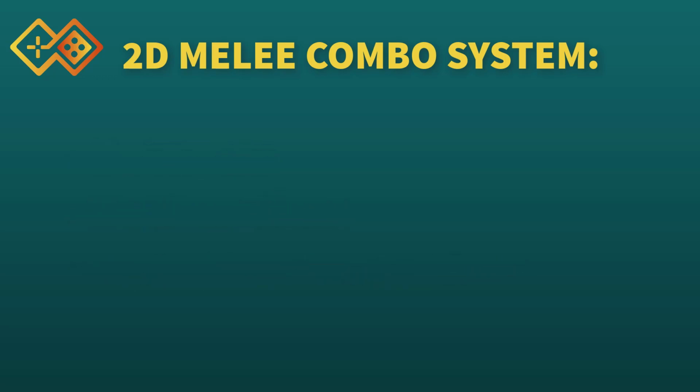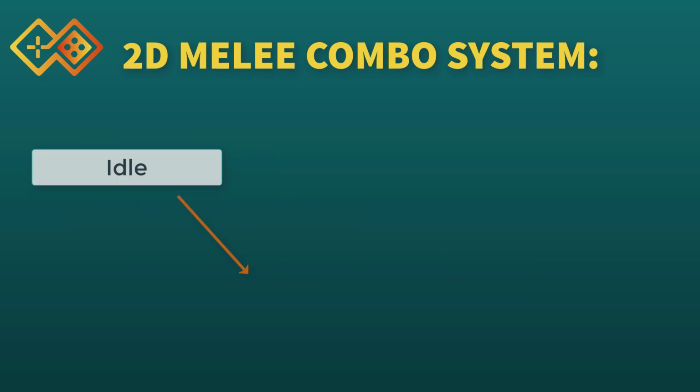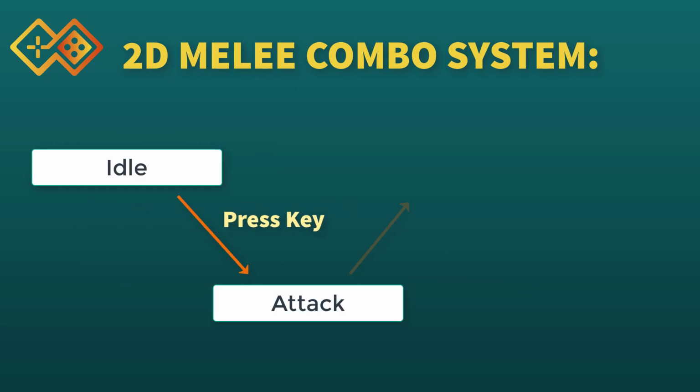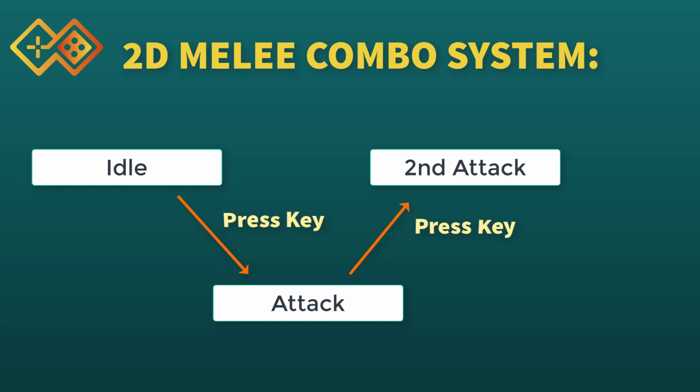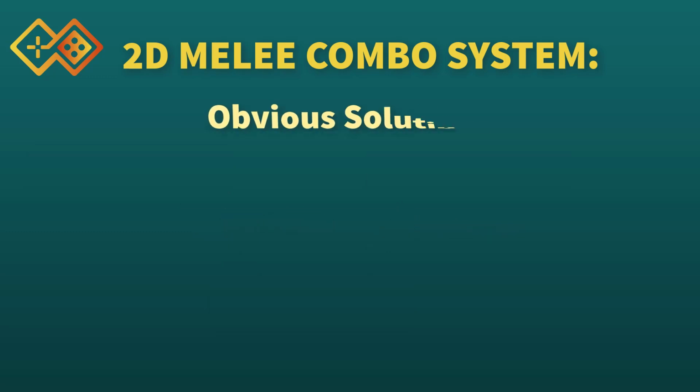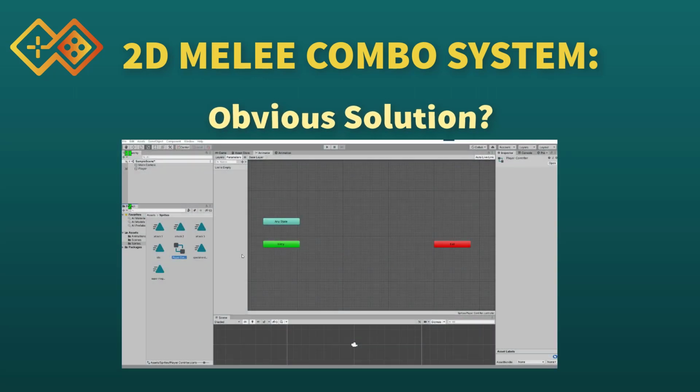The logic behind a combo system is very simple. You press one key, you attack. Press that key again during the first attack, and the second attack just chains to the previous one. So the solution seems really obvious. You create different animation states inside Unity Animator and just chain them together with different transitions.